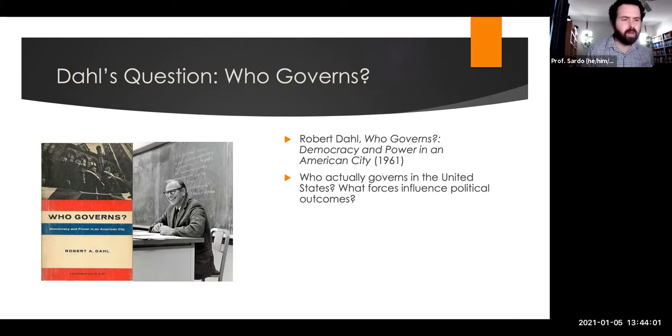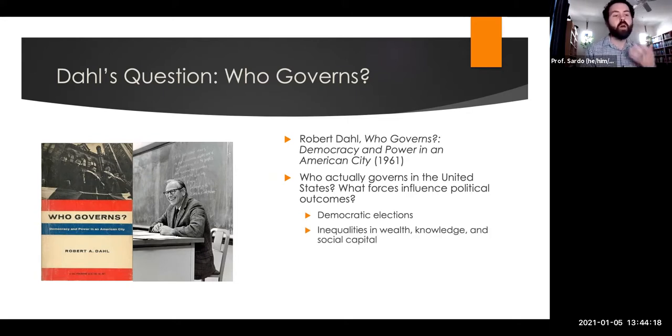We know it's a democracy, we know that there are elected representatives, but what forces actually influence political outcomes? Is it the will of the people? Does the fact that we have democratic elections that allow all adult citizens to participate in government mean that what the people want is what the government does? Or does the fact that we have massive inequalities in wealth, knowledge, and social capital mean that there are going to be policy outcomes that don't reflect the will of the people?